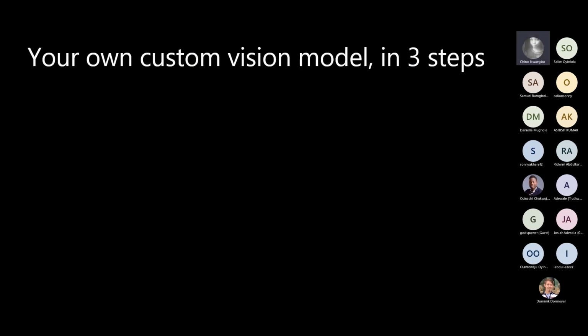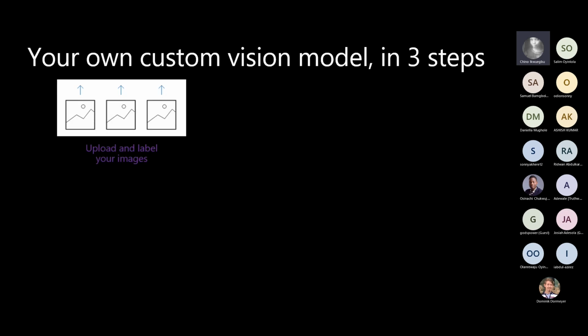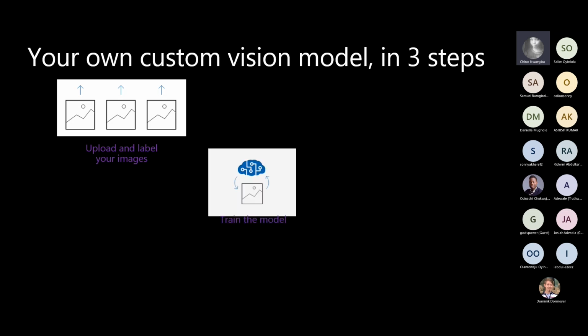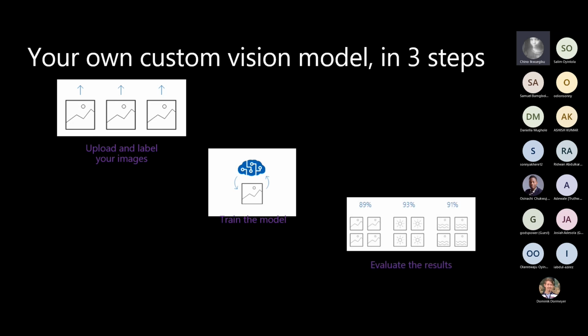For Custom Vision, we have 3 steps we're going to take. The first step is to upload and label our images. We're going to send different pictures of dogs, and then we'll label them. The next step, we're going to train the model. After that, we are going to evaluate the result. After evaluating results, we can go back to retrain the model, upload more pictures, and continue training the models.